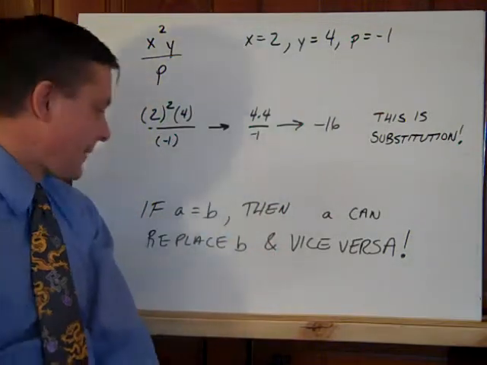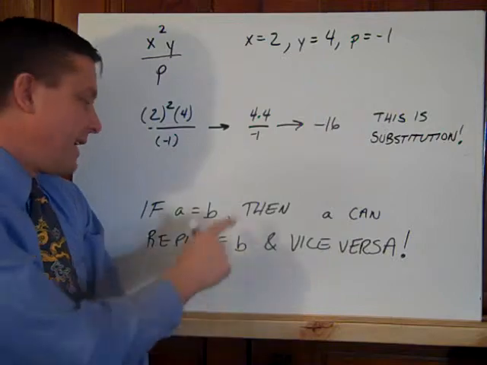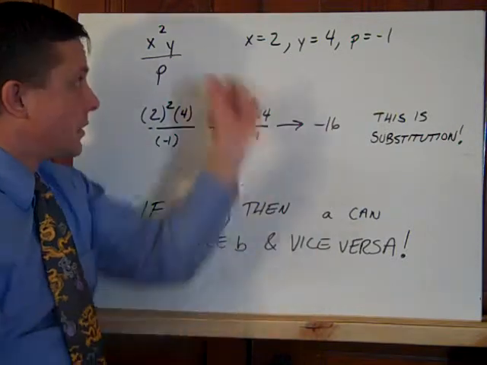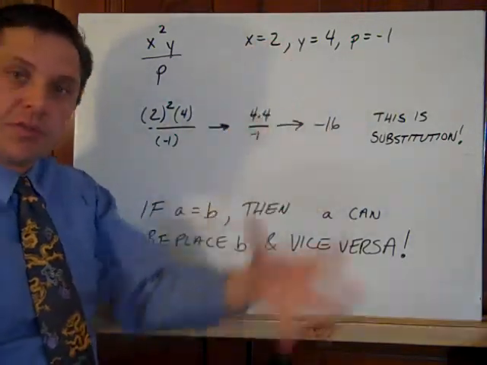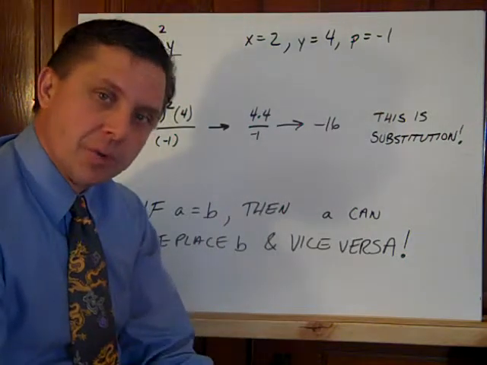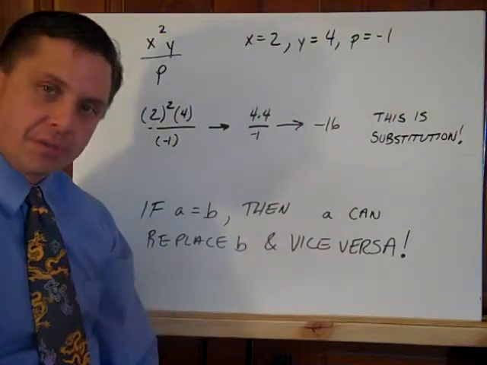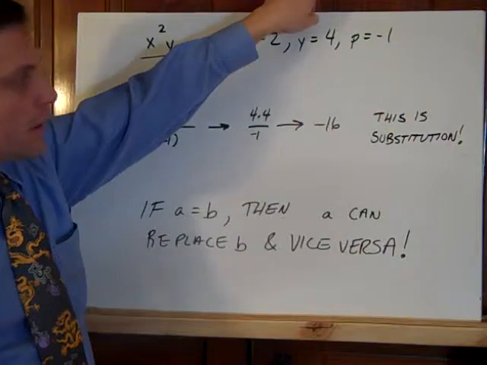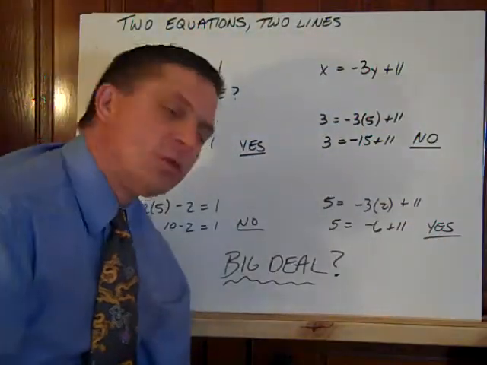They were the same. So if a equals b, then a can replace b. x equals 2, so you can replace x with 2. Actually, you could also replace 2 with x. That's the vice versa. So what does that mean? Well, that means we can do some things.